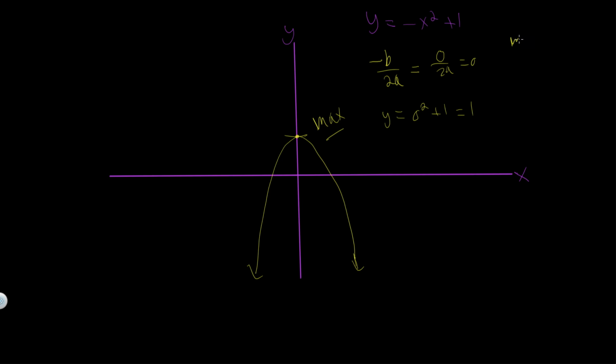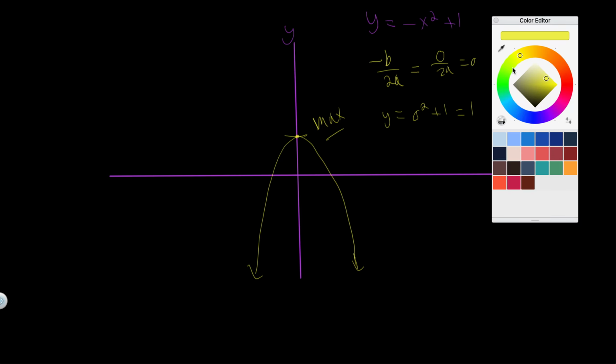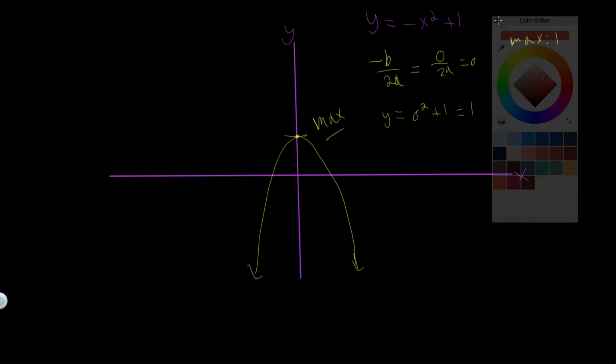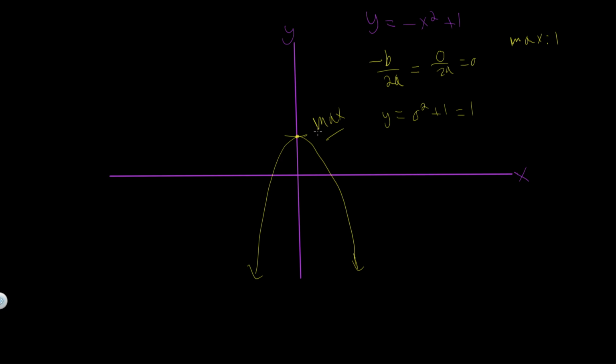So I'm going to write it right here. Max is 1. Now let's do the same thing with calculus. Let's do a different color. What we know, again, about the slope of the tangent line at the maximum value here is that the slope of the tangent line is 0. So we take the derivative of this function and set it equal to 0. So y prime is, well, that's negative 2x. And we set it equal to 0 because we know that at the maximum value, the derivative is 0.